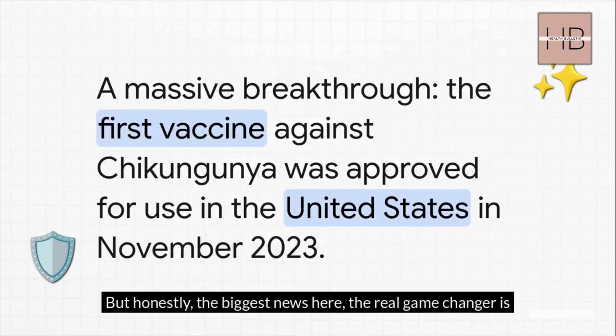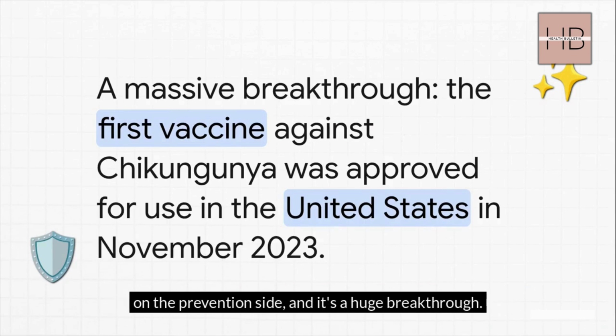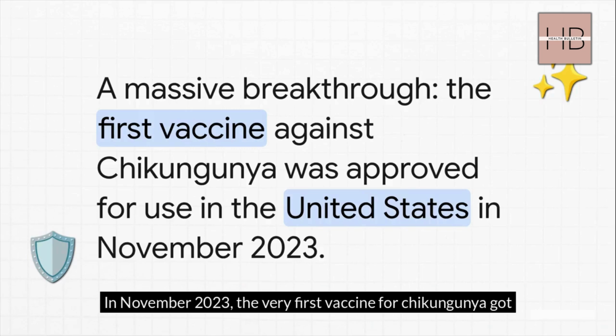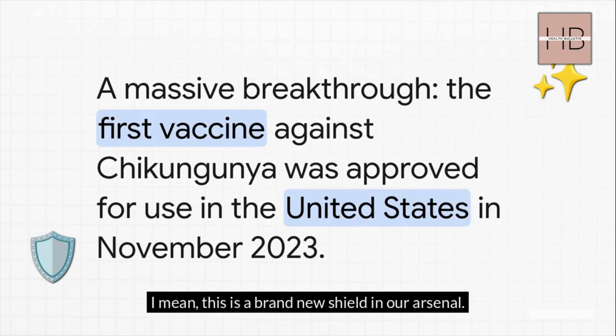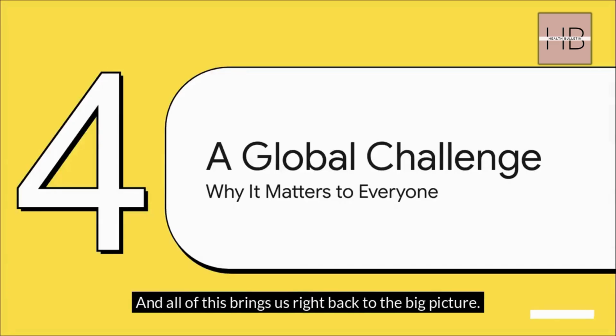But honestly, the biggest news here, the real game changer, is on the prevention side. And it's a huge breakthrough. In November 2023, the very first vaccine for chikungunya got the green light for use in the US. I mean, this is a brand new shield in our arsenal, a way to protect people before they even get a single mosquito bite.